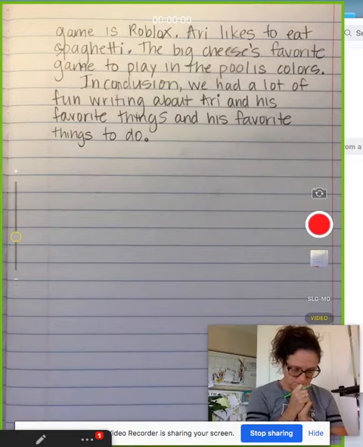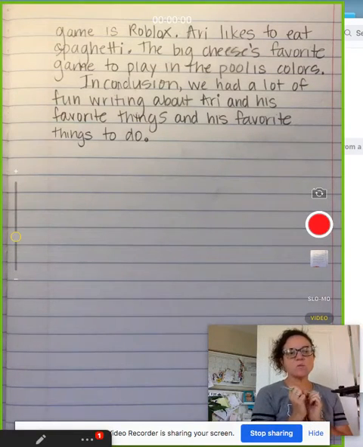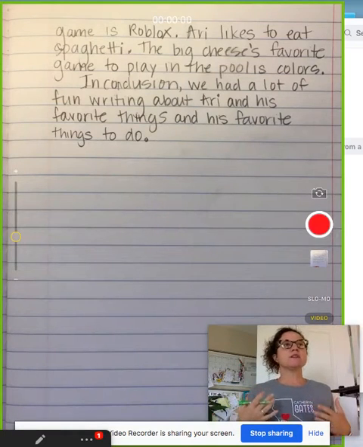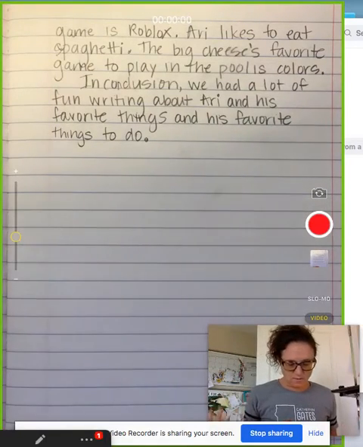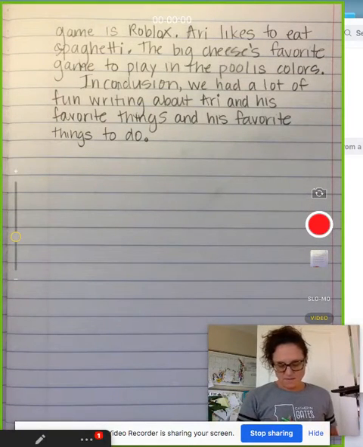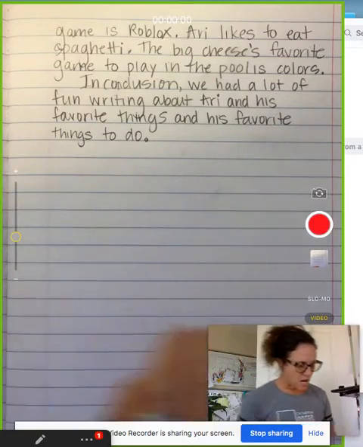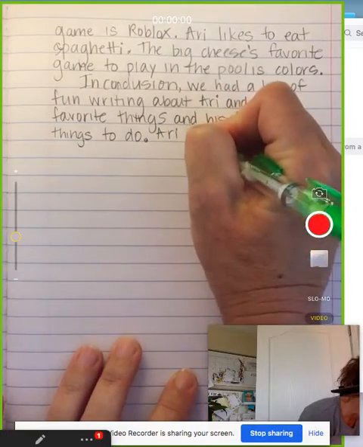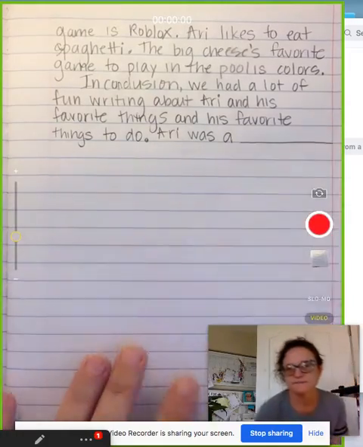And then I always like to add one more sentence that's just kind of closing, that gives the reader sort of my feelings on the topic. And so maybe last time we wrote something like, Mrs. Crawford was, and we picked an adjective, big cheese. So maybe we could do the same for Ari and say, Ari was, and then choose your own adjective here.